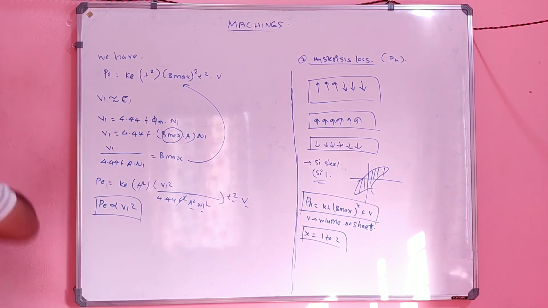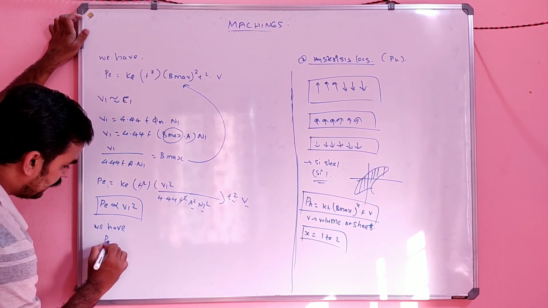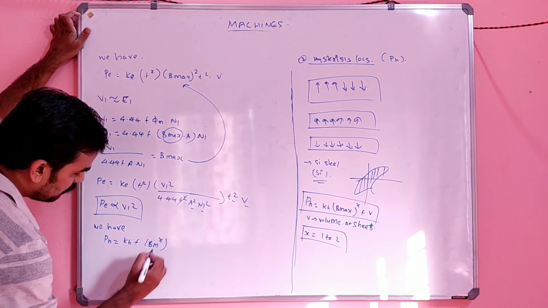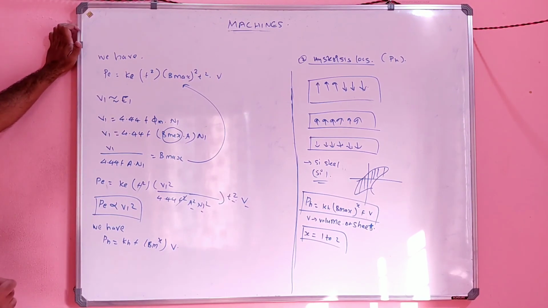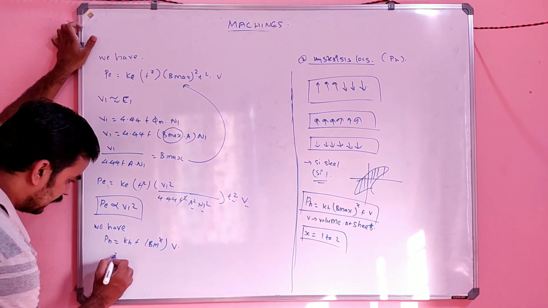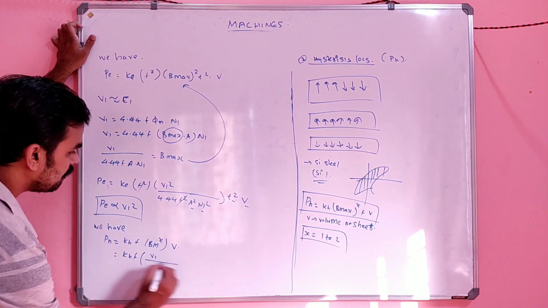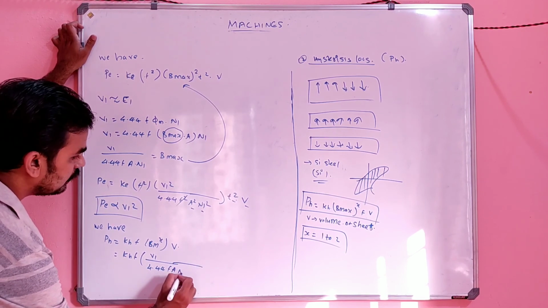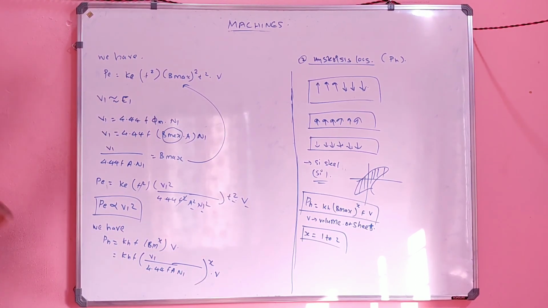And we have Ph equal to some constant Kh into f into Bm raised to x into v. Again this Bm can be written as V1 divided by 4.44 into f into A into N1, whole raised to x, into v, where v is the volume.